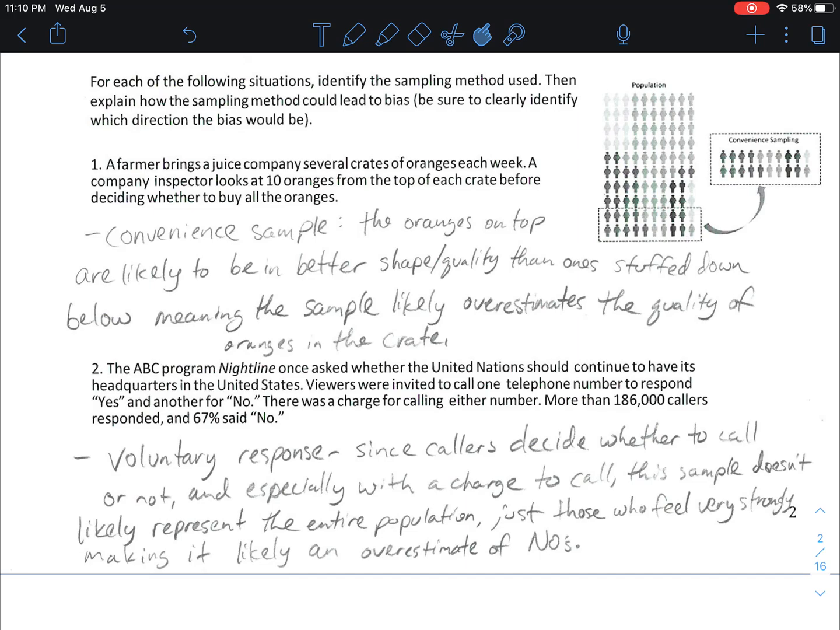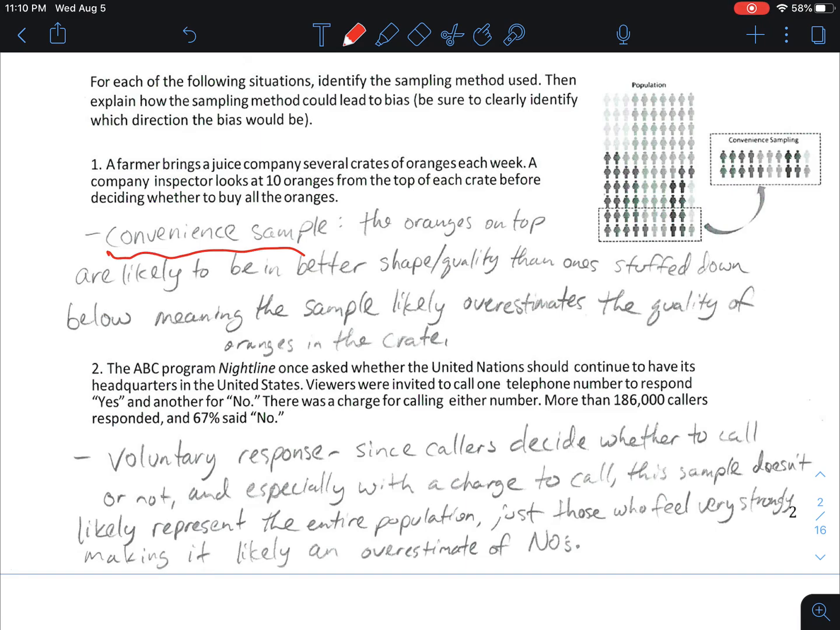The orange is on top, and again, the wording doesn't have to be exactly like this, but there are certain things you're looking to say, right? So obviously you need to answer the question. That's helpful. Which one did we use? That's a convenience sample. The oranges on top are likely to be in better shape or in better quality than the ones stuffed down below. Or you could also think of this, maybe the farmer knows that they're going to just look at the top ones, so he's going to pick the best ones and put them on top on purpose.